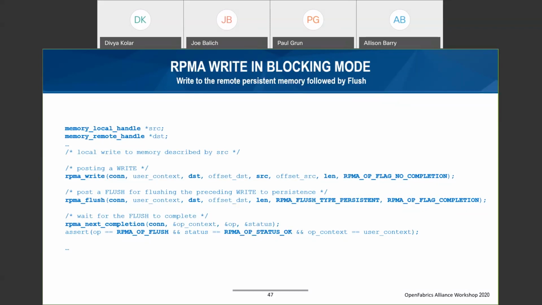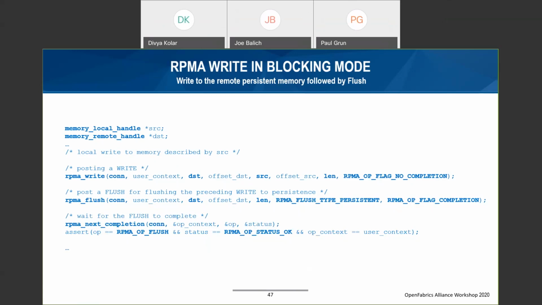So first of all, we just execute this RPM write command in the context of some connection with some user context, just to identify later on what the initiator of this write was. Then there's the so-called memory handle, destination and source, offsets and size, and then this completion flag. In this case, we do not expect that our library would produce any feedback to the application that the write operation has finished. But it is completely different if we move further to this flush operation. When we use this flag, we expect that the library will inform the application that the flush operation has finished.